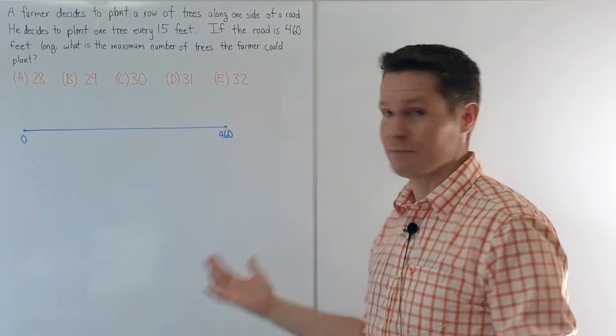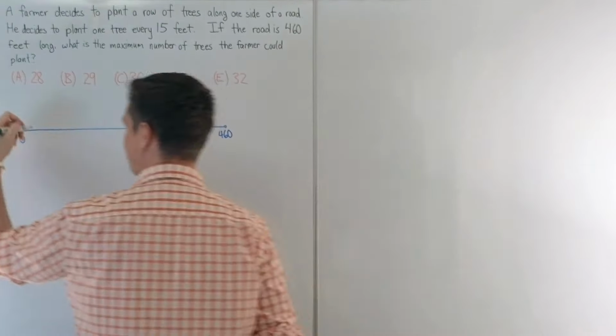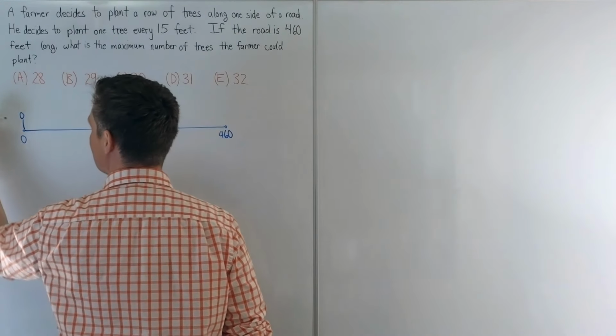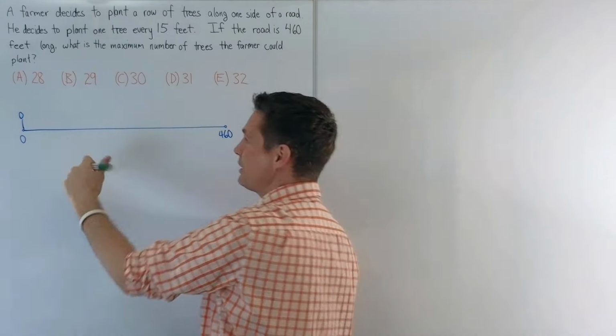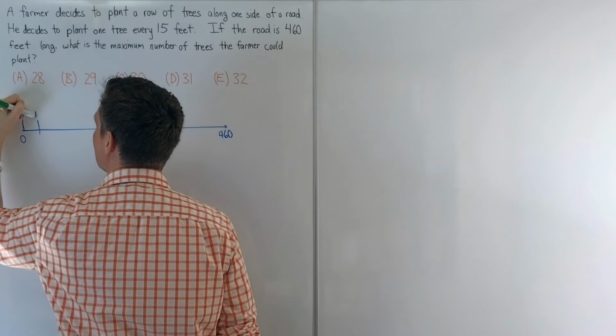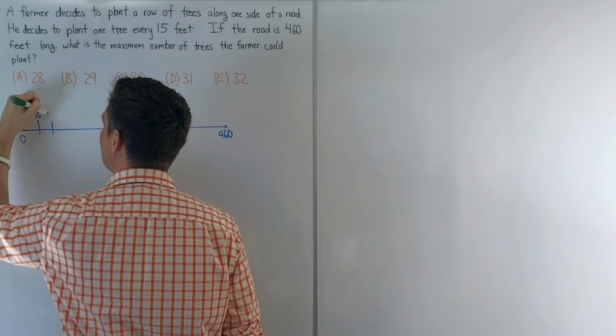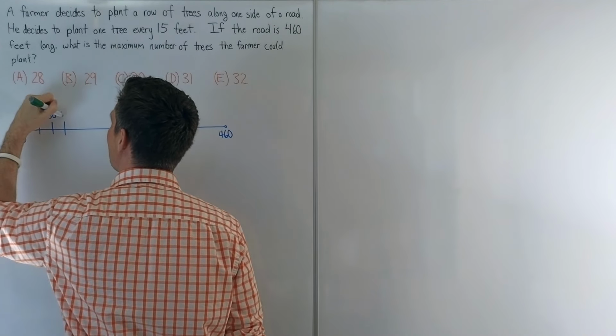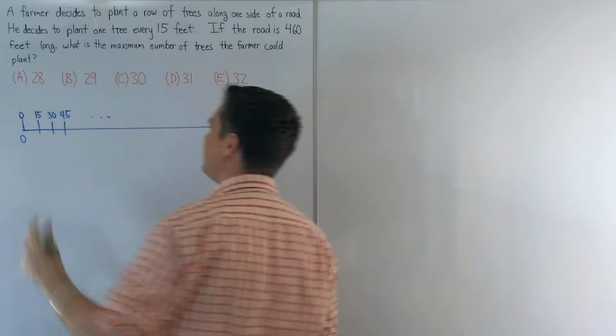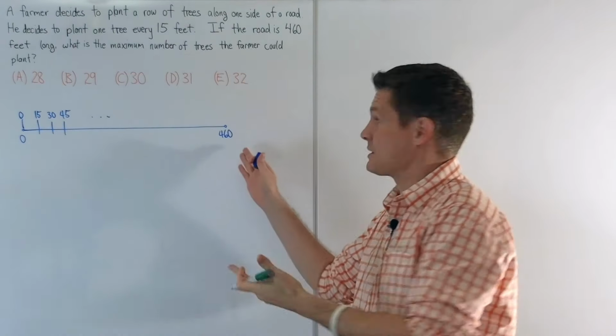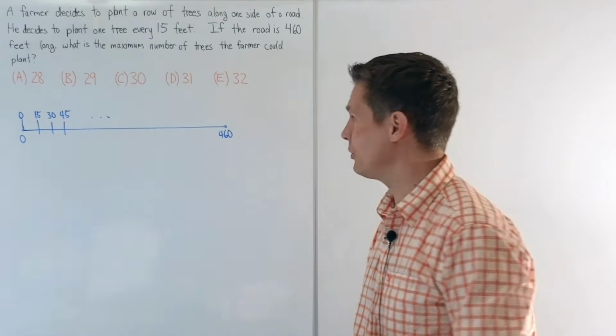The instinct for a lot of students might have been to just start plugging in. Okay, I'm going to start at that very beginning point with my first tree. Then the next one's going to go at 15 feet, then 30 feet, and then 45, all the way down the line until I get to something that's as close as I can get to that 460-foot mark.